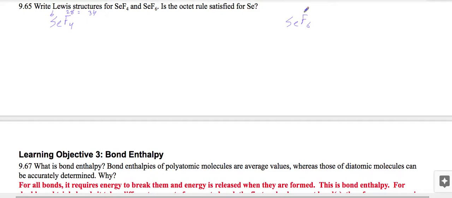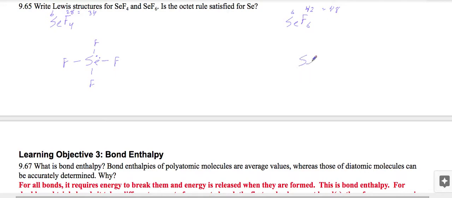On this side, we're going to have 7 times 6 is 42. Plus 6 gets us 48. So let's do this. Selenium, 1, 2, 3, 4. Fluorine, fluorine, fluorine, fluorine. Now if we go through and do octets on fluorine, we have 8 for each of them. And so that gets us 32 valence electrons, 8 times 4. And we have 34 that we need, so I'm going to put 2 more electrons on that selenium.